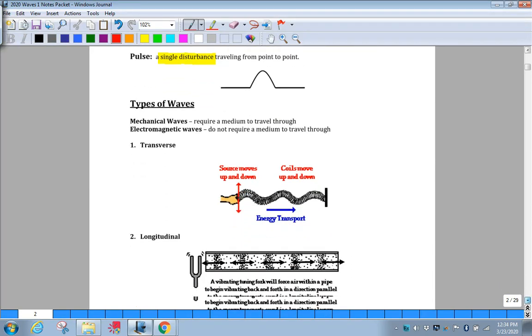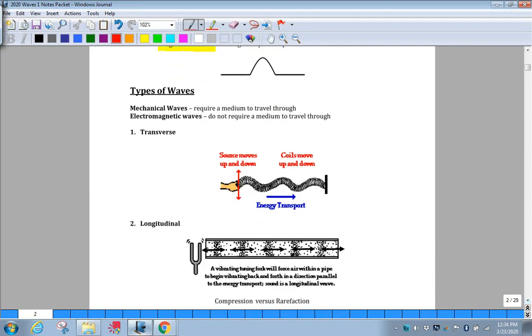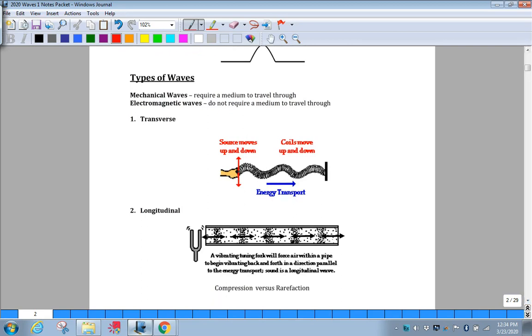Okay. All right, so along with actually knowing whether it's a wave or a pulse, you have to be able to classify the waves based on a couple characteristics. First off, you have to decide whether it's a mechanical wave or an electromagnetic wave. A mechanical wave requires a medium to travel through. Okay, without a medium, it wouldn't exist. So, a couple things we can think about here are water waves. Without water, they wouldn't exist. Waves on a rope or a string, those are mechanical waves. Without the rope or the string, they wouldn't exist.